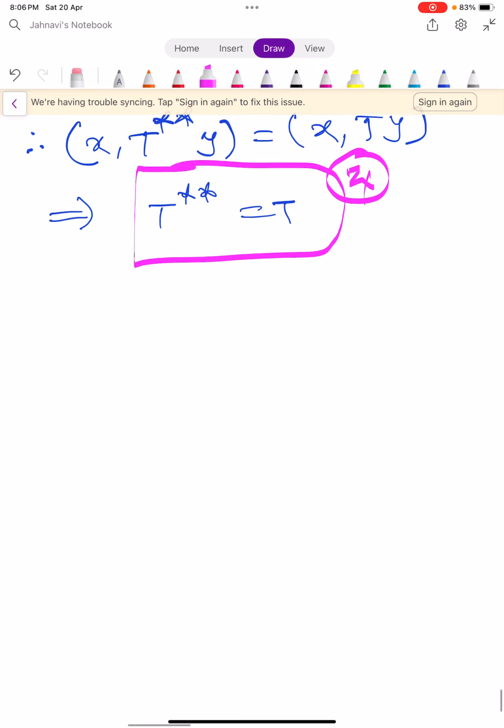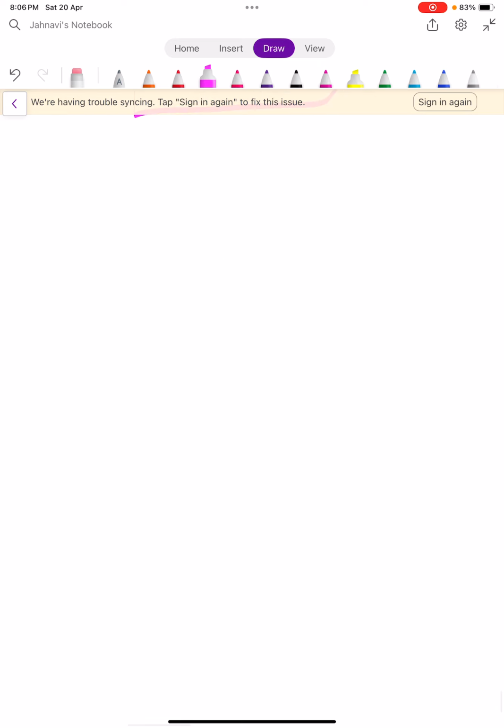Now we prove the fifth property. Norm T star is equal to norm T. The fifth property, norm T star is equal to norm T. So, we prove this.